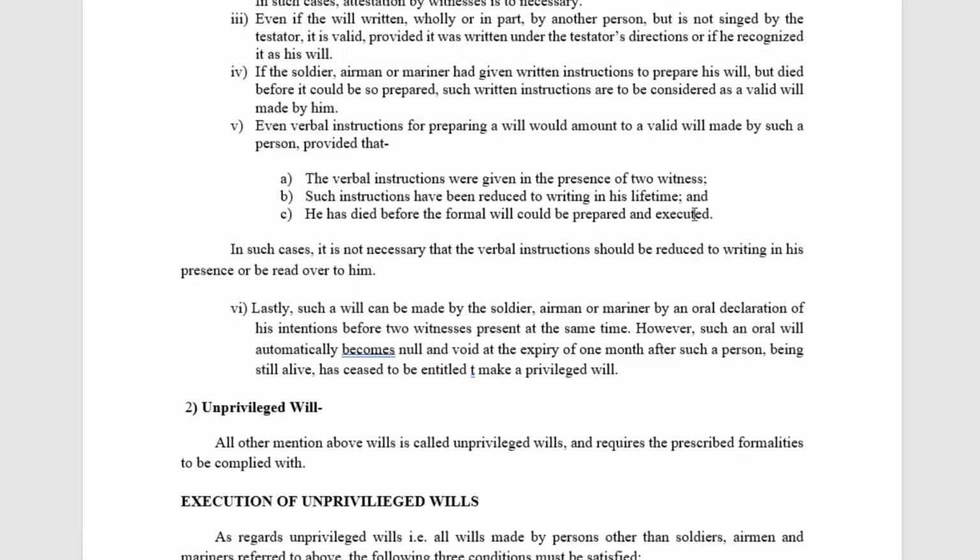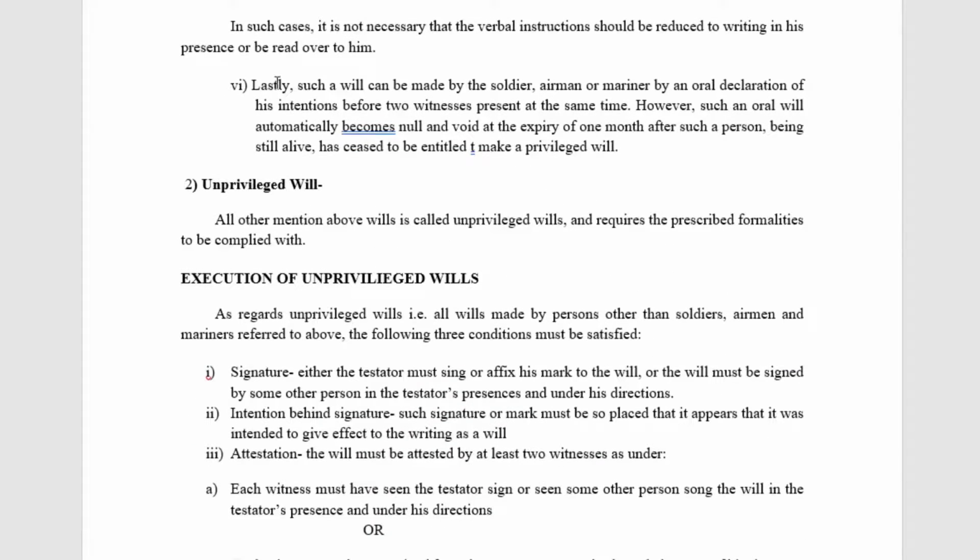So lastly, what we can see here with regard to the privileged will is that a will can be made by a soldier, airman or mariner by oral declaration of his intentions before two witnesses present at the same time.